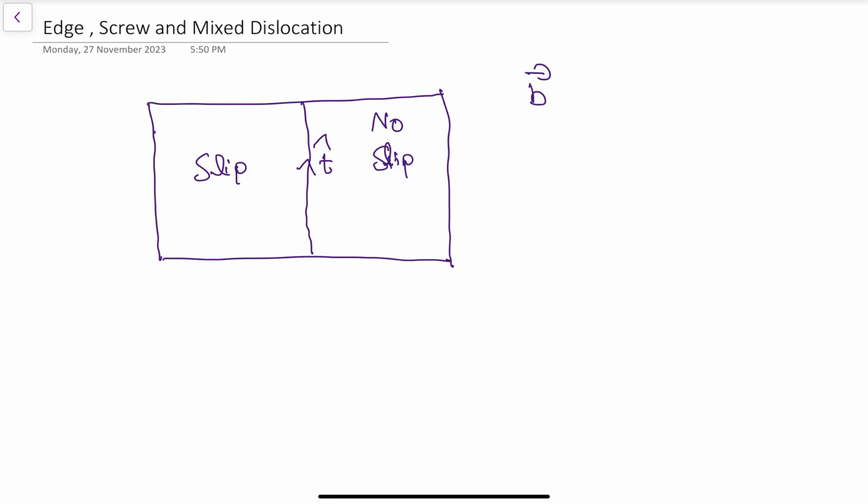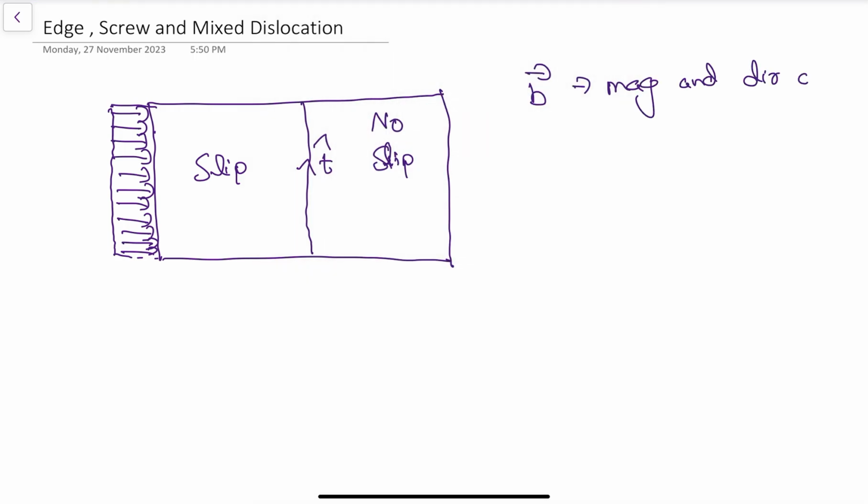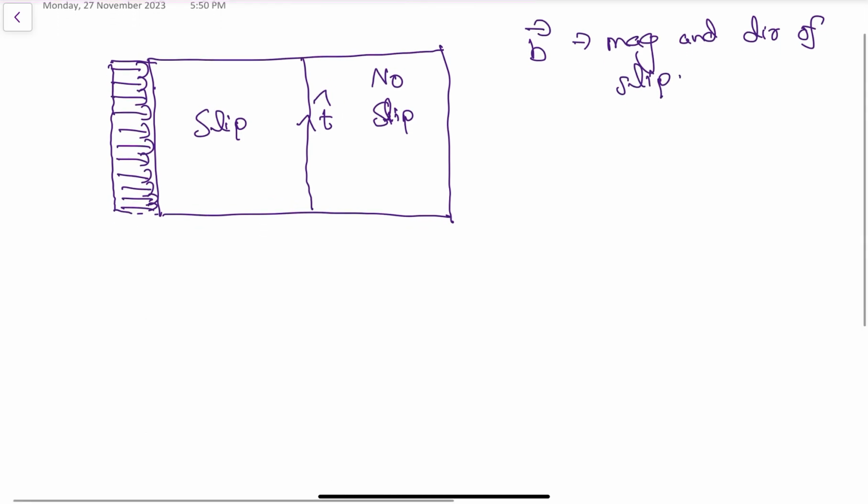Okay, and we have seen the slip occurs in a perpendicular direction that is shown by the Burgers vector. And this Burgers vector will give you the magnitude and direction of the slip. So this is given by this b.